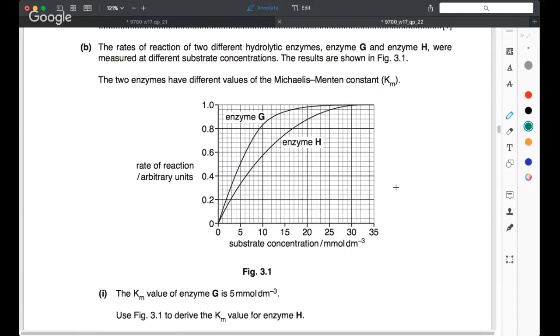8.5, what were the units? mmol per cubic dm. Okay, fair. Yes, the units are fine. So you get the marks for that.